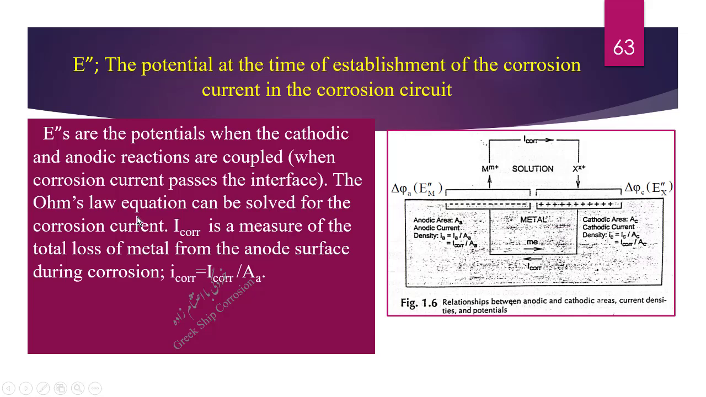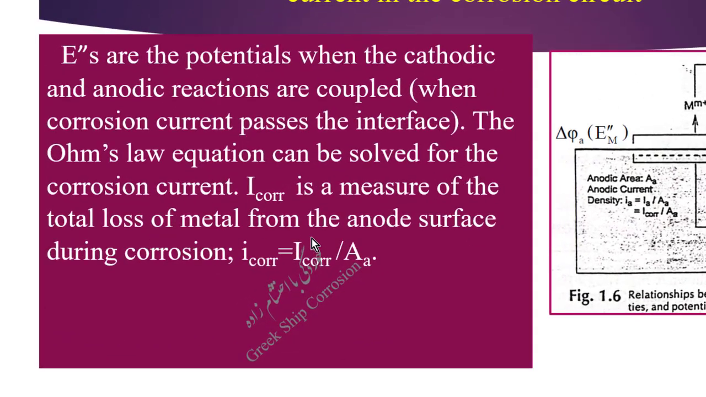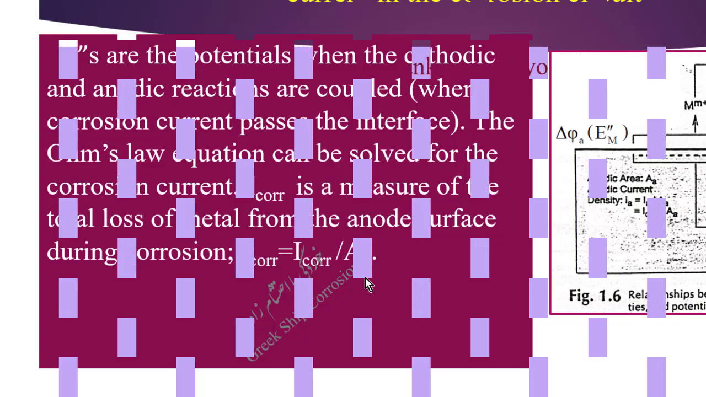The Ohm's law equation can be solved for the corrosion current. I corr is a measure of the total loss of metal from the anode surface during corrosion. i corr equals I corr divided by AA.